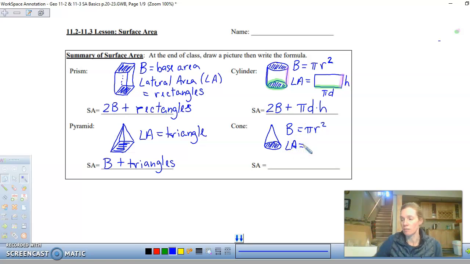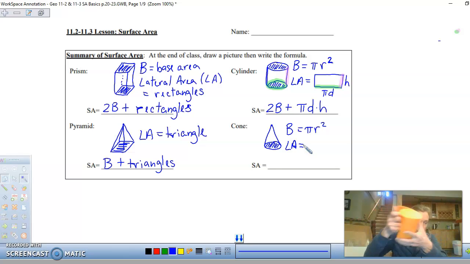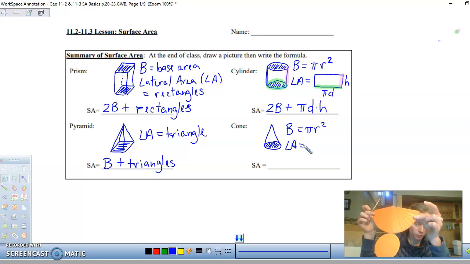So this one's actually even harder than the cylinder. Remember with the cylinder, if you cut up the side here and open it up, you have that rectangle. Well, for the cone, you have that circle base, and this is the cone. If I cut up the side here and open it up, I get this weird shape.